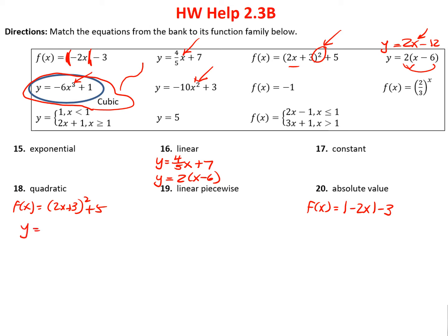Notice here, this says y as opposed to f of x. Those are kind of interchangeable. You use the f of x when you're emphasizing that it's a function where the independent variable is x, but you'll often see functions written as y. So there's my x squared that makes it a quadratic. Finally here, notice there's no x at all. No matter what x is, it's always -1, so that is our linear constant function.